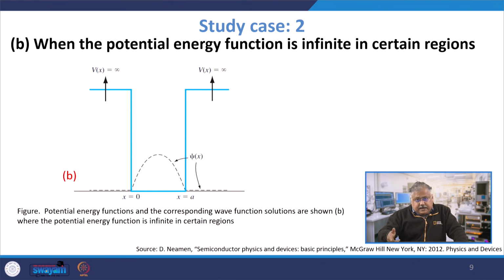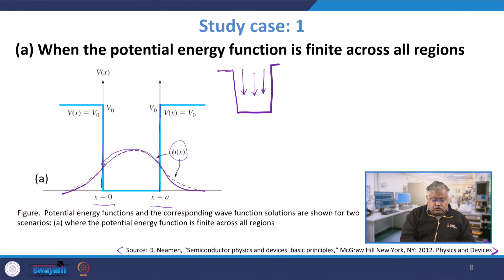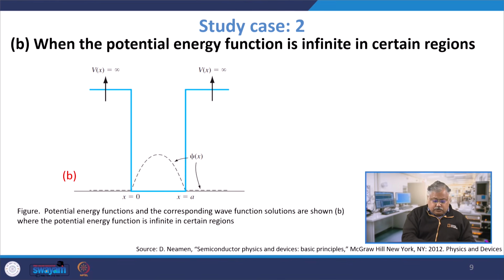Now let's take up case study number 2. In the previous case the potential was locked at V0 beyond x equals 0 and x equals a. What we have done here is, the boundary still remains at x equals 0 and x equals a, but the potential well has gone to infinity, which means that there is an infinite potential well. An example for that will be, say for example, you have a nucleus, right?